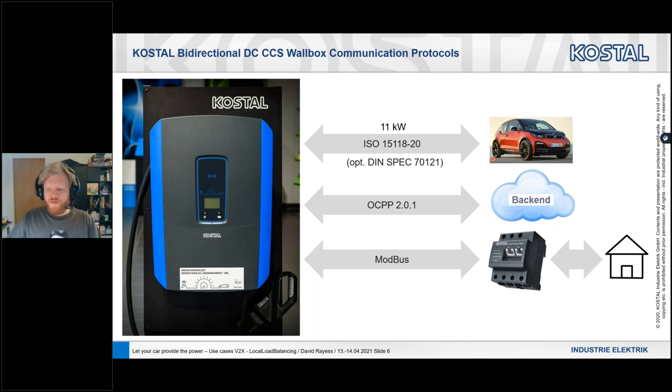There are four main components to activate and control the local load balancing mode. The communication with the backend is established via OCPP. The power at the house grid connection is transmitted from the Kostal smart energy meter via Modbus TCP. And ISO 15118-20 is used to communicate with the vehicle, and the dynamic mode of ISO 15118-20 is used.